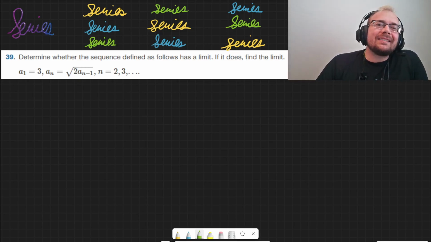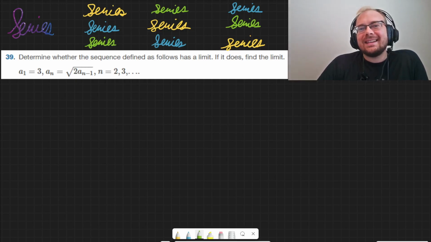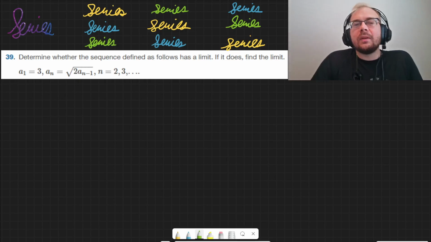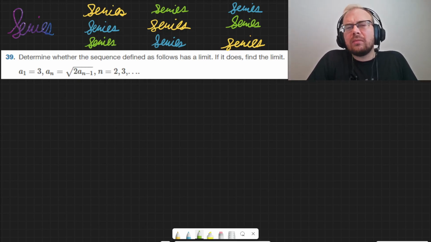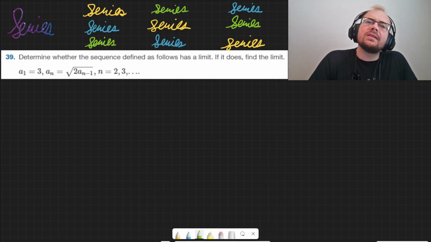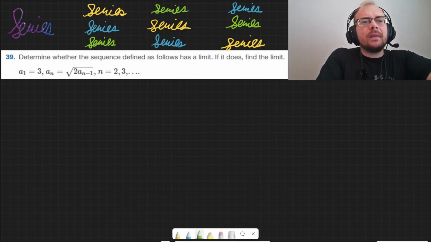Let's look at number 39. Determine whether the sequence defined as follows has a limit, and if it does, we're going to find the limit. So the first term is 3, and then we know recursively what's happening after that, for n equal to 2, 3, and so on. I'm not sure why they're letting us know that, because that is normally what we would do with n values: count all the natural numbers going to infinity starting at 1. So that's kind of weird how they're writing that, but hey, let's just roll with it.